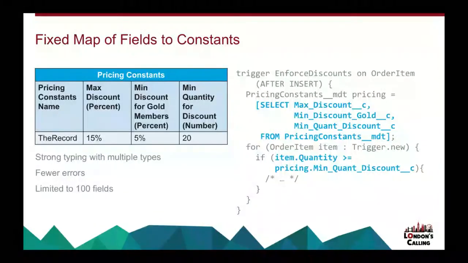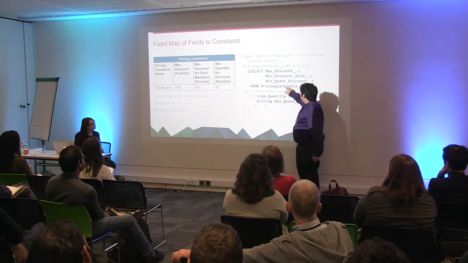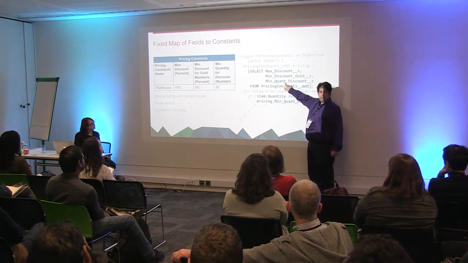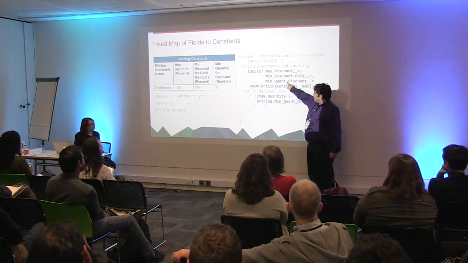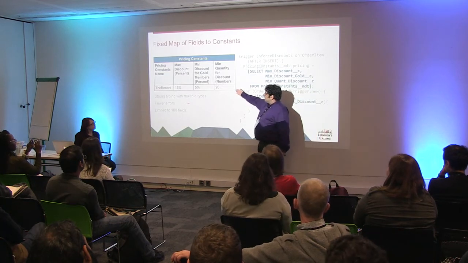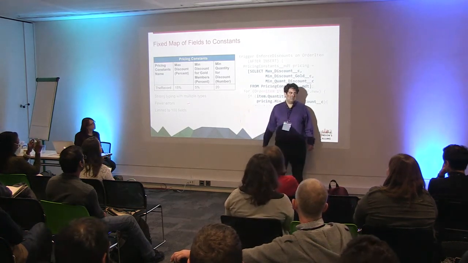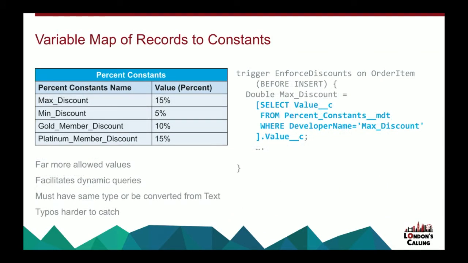Some nice things about this are the strong typing. These can all have different types. We have 2% and a number. You don't get a lot of errors because if I misspell min quant, like I forgot that it was abbreviated and type in quantity, I'll actually get a compile error here. I mean, it will tell me immediately that that's wrong. Disadvantage is that a custom metadata type can only have 100 fields on it. So there's only so extensible that this mechanism is. Let's go on to the next one, though.